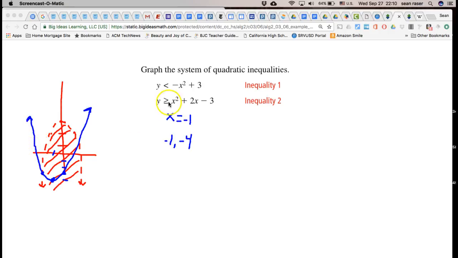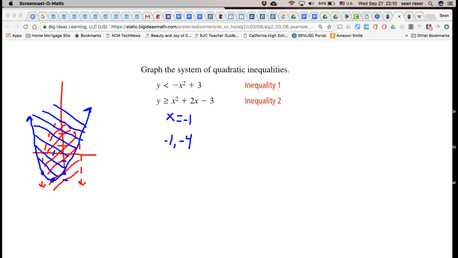Now, if we shade, again, we know that this is y is greater than, so we're going to be shading above our parabola. To confirm, again, let's pick a point in that area, which is the origin. If we plug in 0 for y and 0 for x, we get 0 is greater than or equal to -3, which is true. So we know that our shaded area is going to be this area above our parabola right here. Okay, so we've got our two graphs right here.